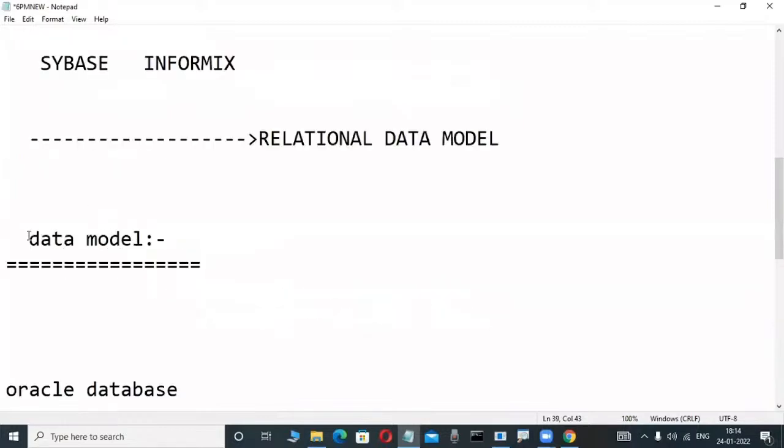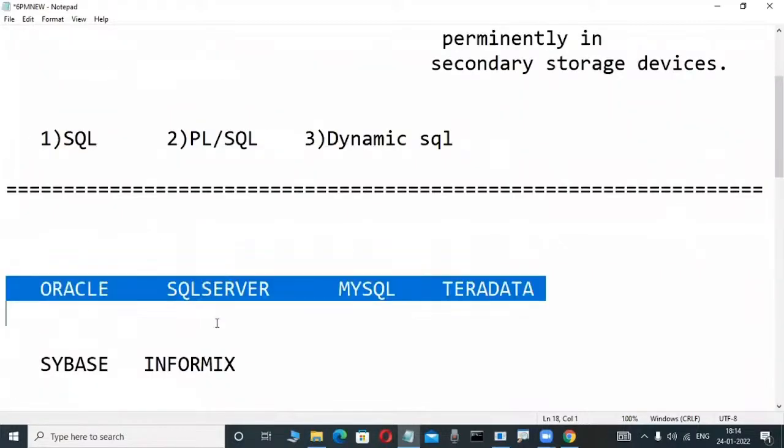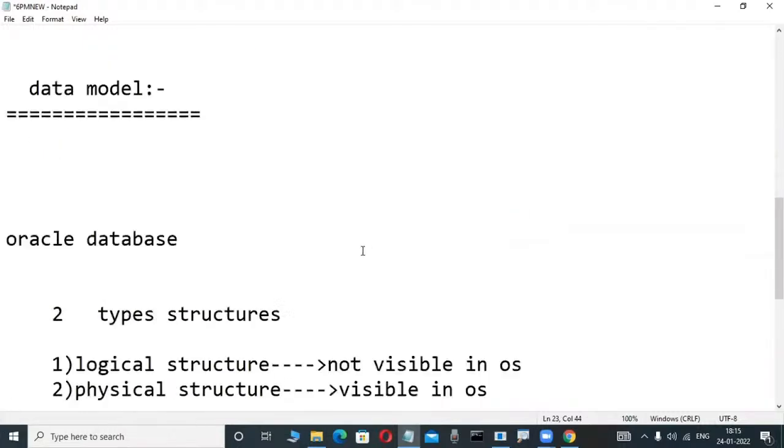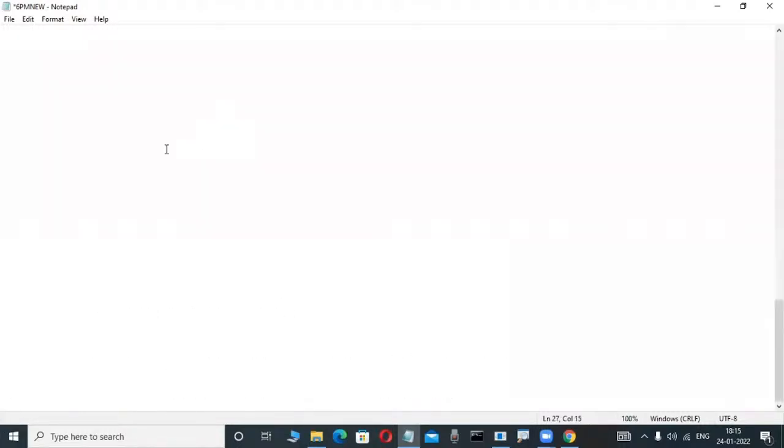Now observe here. What is a data model? These products are all implemented based on which concept? The relational data model, from 1970 onwards. This is a new model, introduced by one person. I will tell you, but before that, what does data model mean? It's easy. Does anybody have an idea?